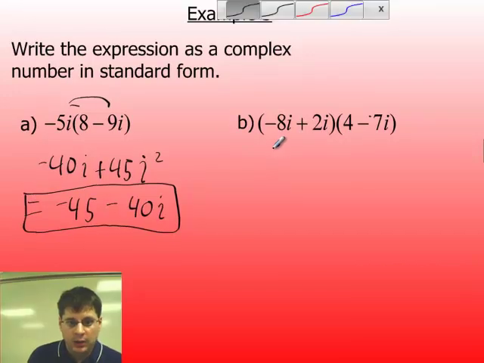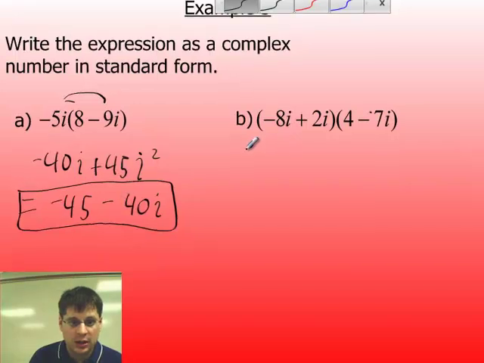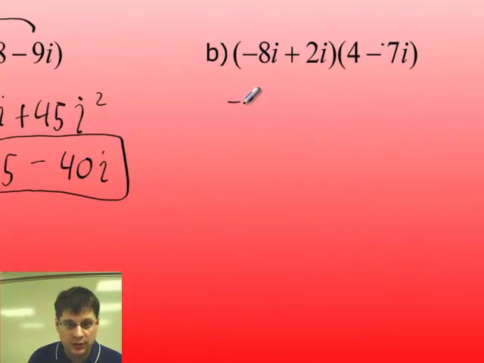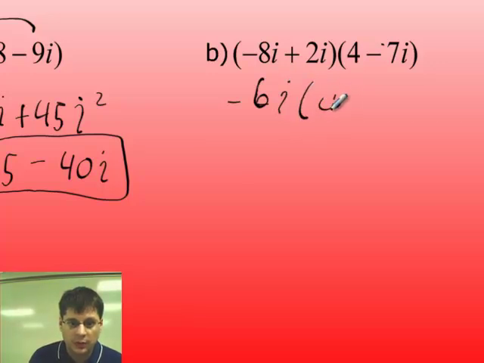For part B, I'm going to go ahead and combine my like terms here. I'm going to simplify this. So this is going to leave me with negative 6i times 4 minus 7i.